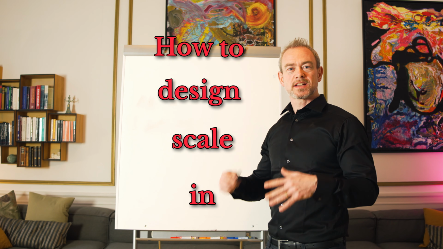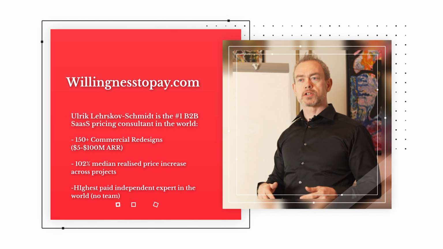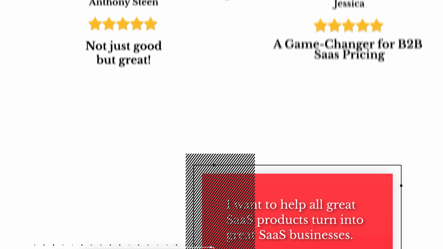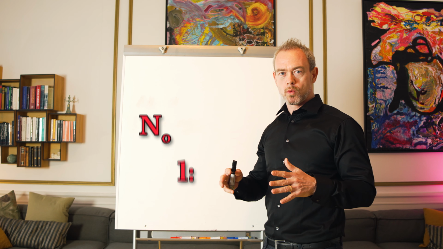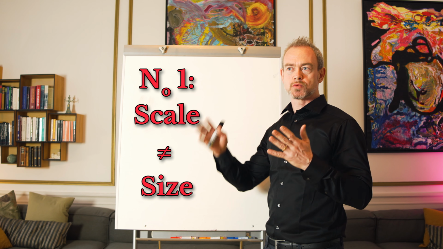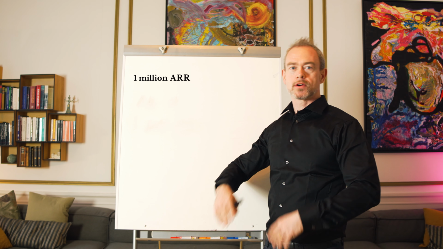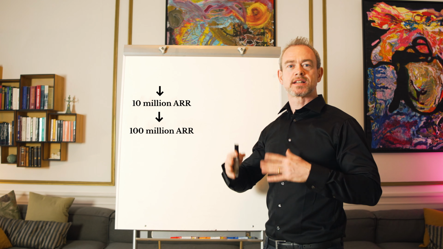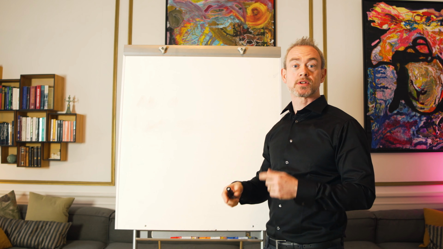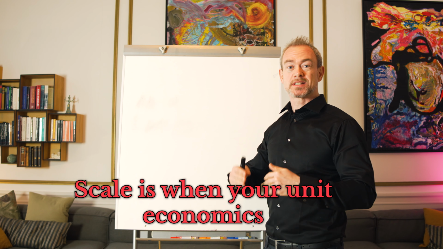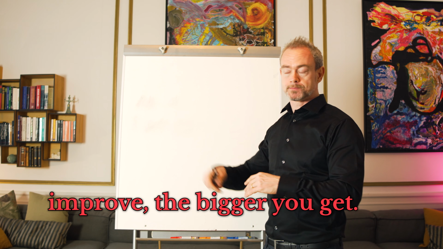So how to design scale in SaaS? Number one, scale is not size. Size is just when you go from 1 million in ARR to 10 million in ARR to 100 million in ARR. That doesn't necessarily improve the unit economics of your business. Scale is when your unit economics improve the bigger you get.